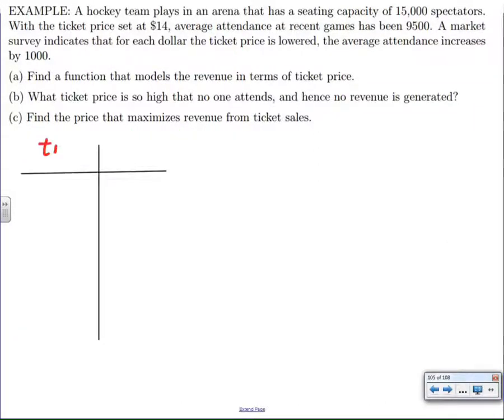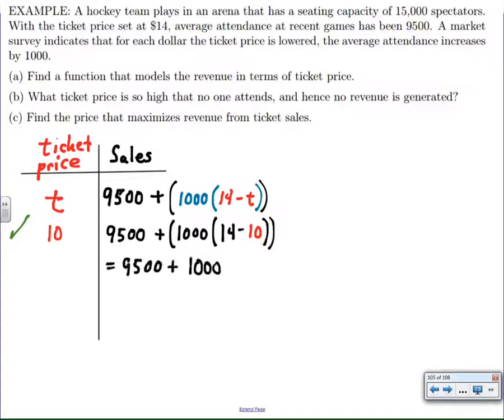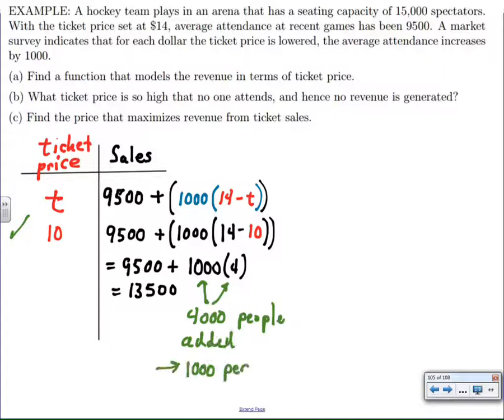So in other words, I just want to make sure I got this right. If the ticket price is T, my sales are 9,500 plus 1,000 times (14 minus T). Try $10 and see if it works. The $10 ticket price is going to give me 13,500.